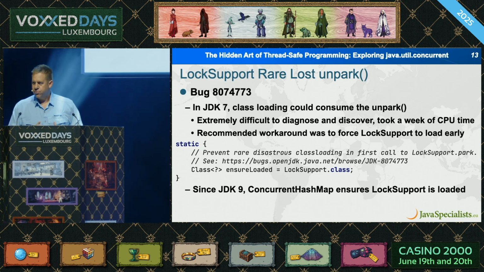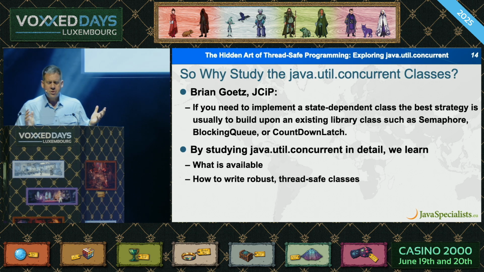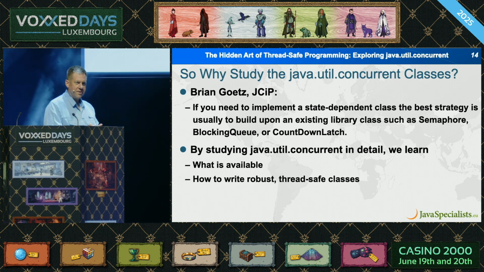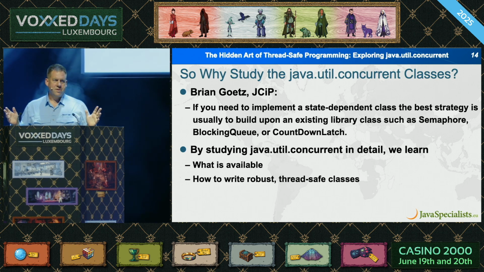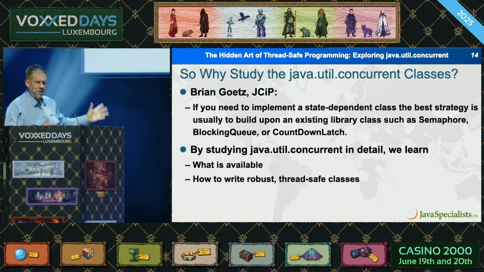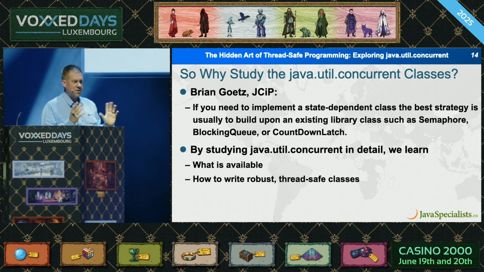And it's really hard to prove that it's working correctly. All right. So why should you study these Java concurrent classes? First of all, Brian Goetz in his famous book, Java Concurrency in Practice, says basically don't write your own synchronizers, use what's there. If you find something which fits, use that, don't write your own.